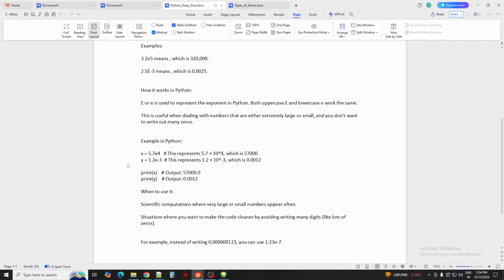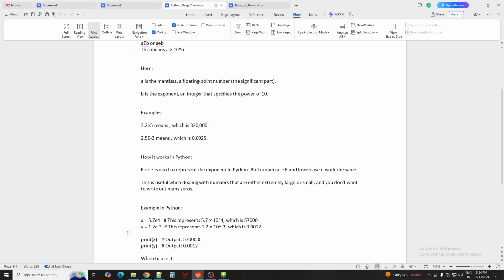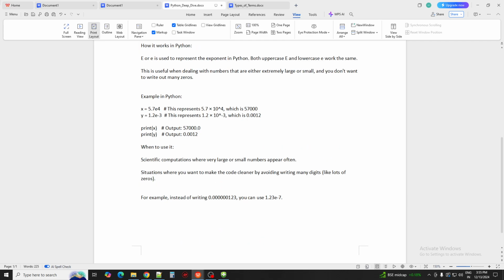Are you getting my point? This is nothing but multiplication by 10 to the power. Here is another example: if we have 3.2, how are we going to represent it? We represent it like this: 3.2 into 10 to the power 5. This is how we represent it in Python.